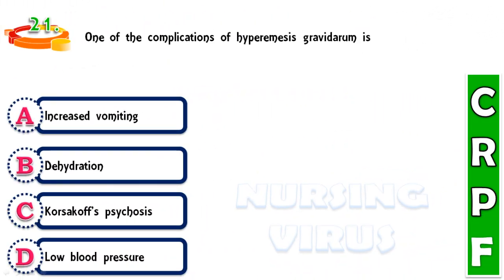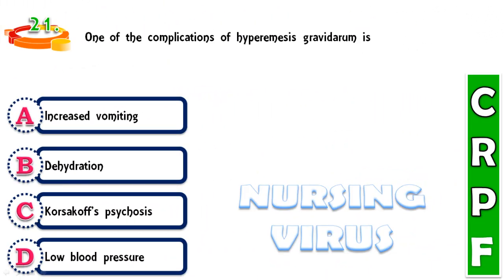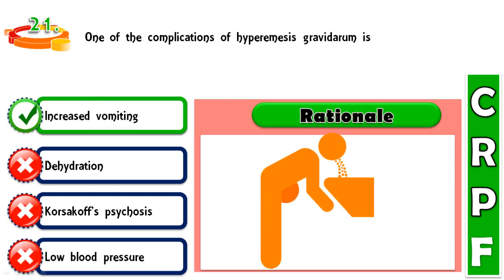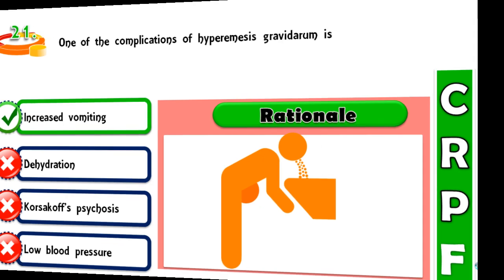21. One of the complications of hyperemesis gravidarum is increased vomiting, dehydration, Korsakoff psychosis, low blood pressure. So the correct answer is increased vomiting. This is one of the major complications of hyperemesis gravidarum. The woman will have more episodes of vomiting throughout the pregnancy period.